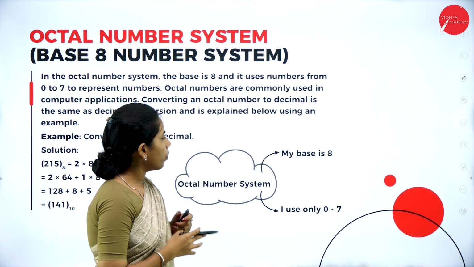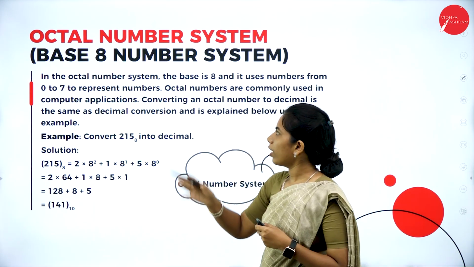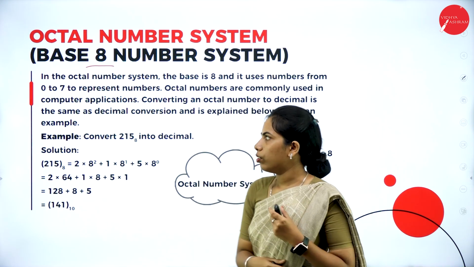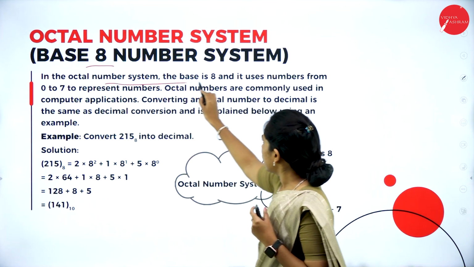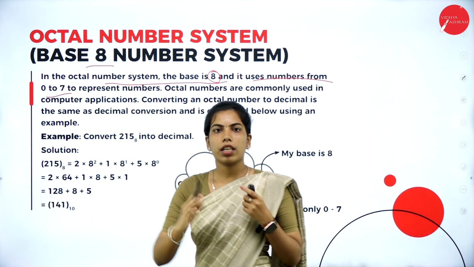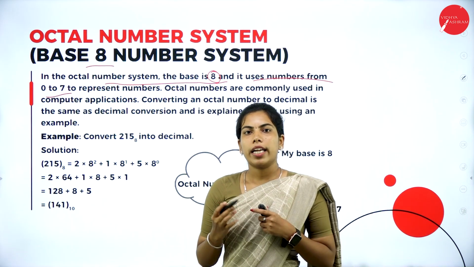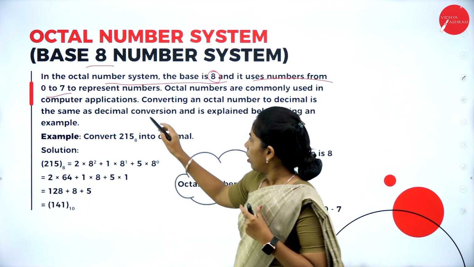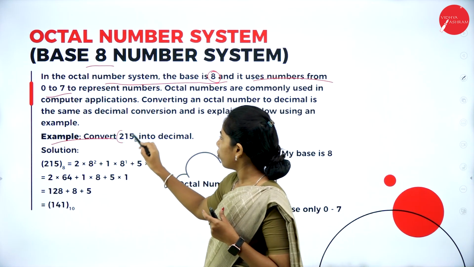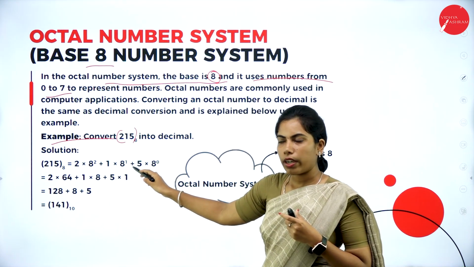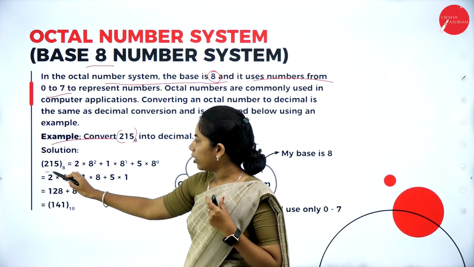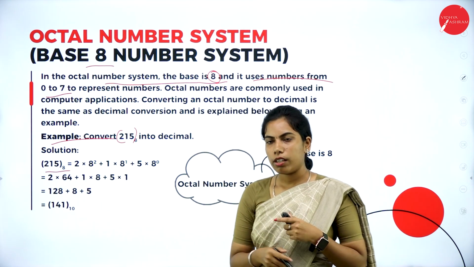Let's discuss another number system, that is the octal number system, which uses 8 as the base value. Octal means the base value is 8 and it uses the numbers from 0 to 7, not 8, 9, 10 and 11. Here is one example: convert 215 with base value 8 into decimal. How to convert? Write 215 with base value 8.